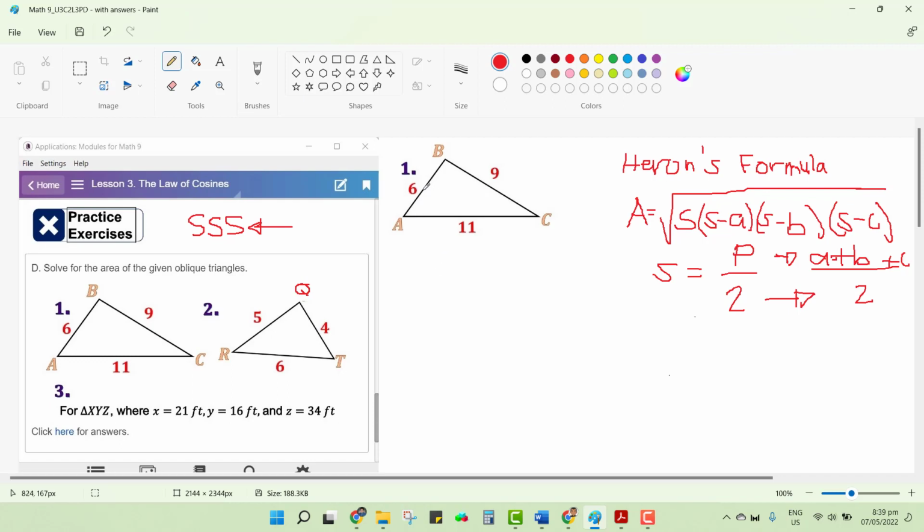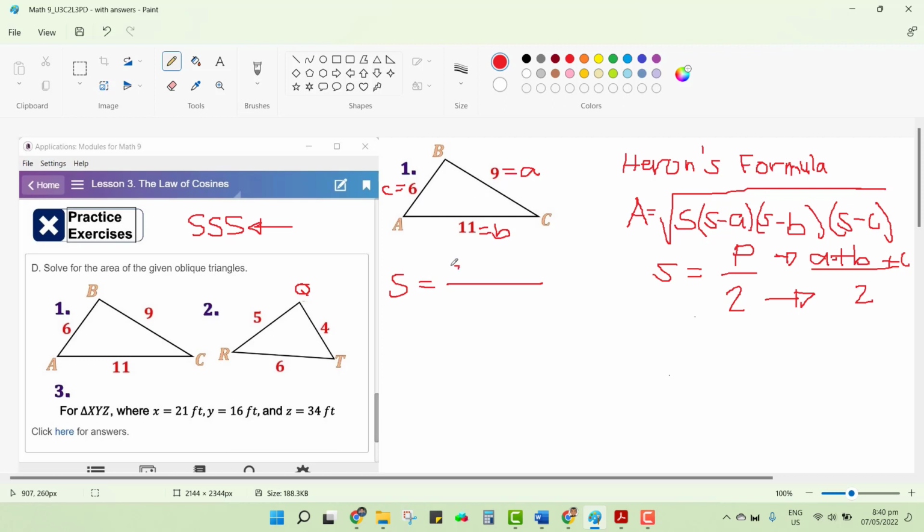Number 1 has this triangle ABC with the measurements of the sides. Of course, you could always use this as your A, directly opposite angle A. This is your B, and of course, this is your C. So for us to get the area, let's start by solving first the value of S. S is actually the perimeter over 2. In short, let's add all of the sides.